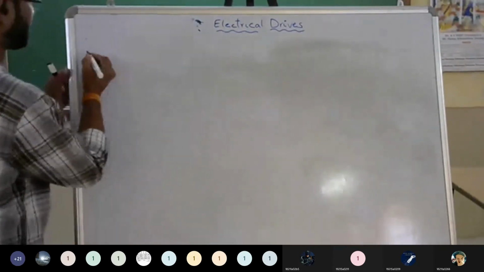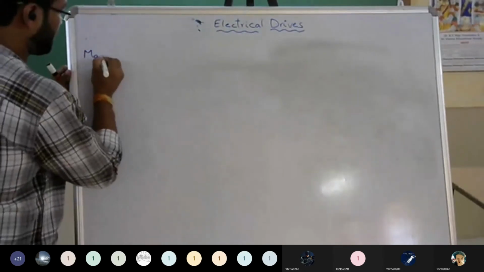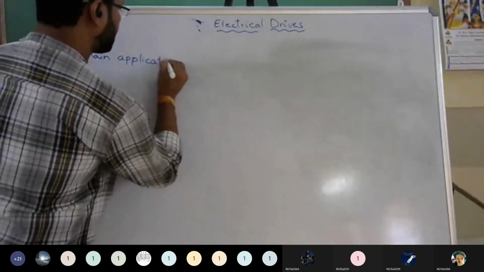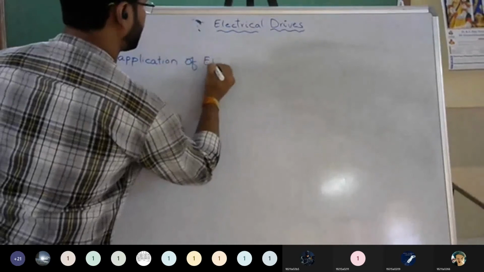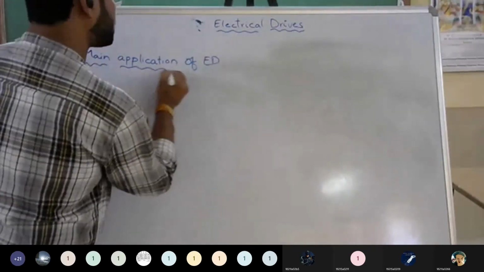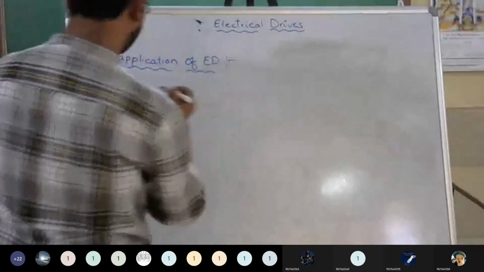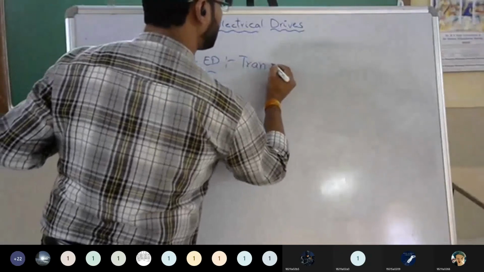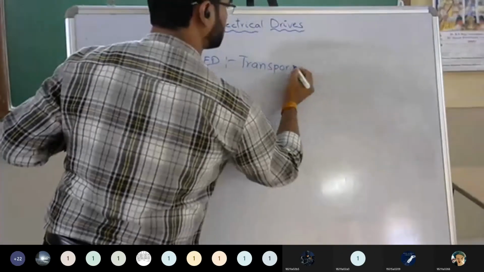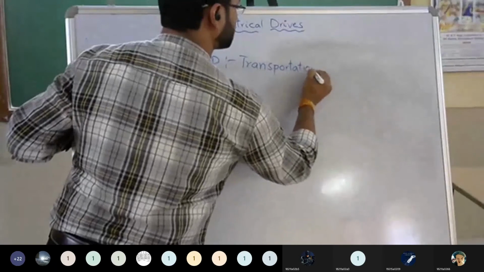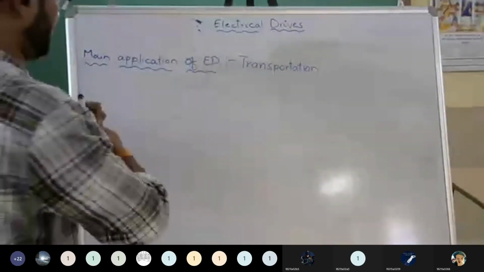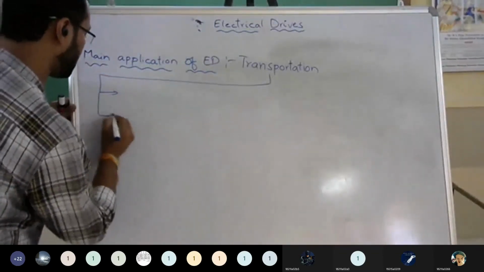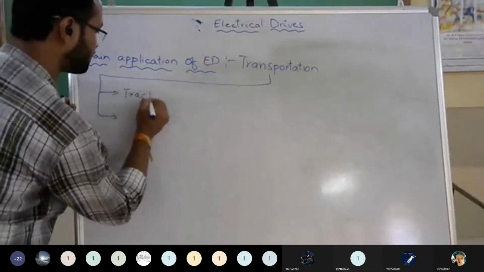The main application of electrical drives is transportation. Why are we saying that? What is the definition of electrical drive? Motion control. So in transportation, what are the examples? Say, how many transportation examples do you know? Trains. So traction we are using.